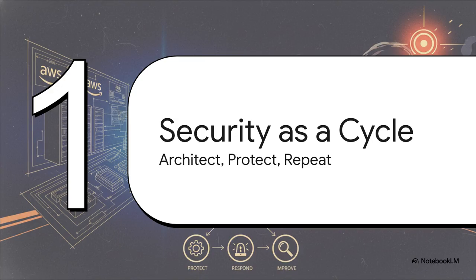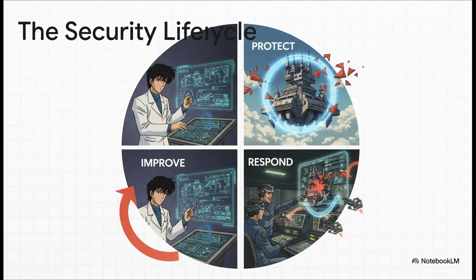And this really brings us to the biggest point of all. Security isn't a project with a start and an end date. It's a living, breathing cycle. You're constantly preparing, protecting, and responding. So let's just tie it all together into what we can call the security life cycle. First, you architect your environment using the SRA as your guide. Then you protect your data with things like KMS and the principle of least privilege. You prepare to respond with a practiced incident plan. And this is the most important part. You constantly improve by learning from incidents and running drills.